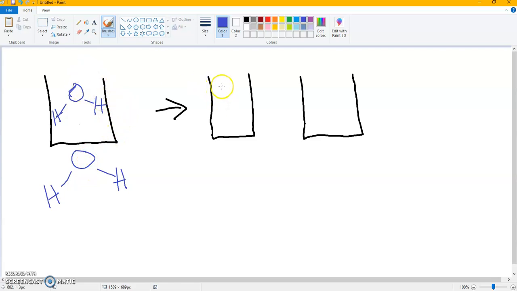So in one beaker, you're going to have little hydrogens floating around. And since there are 4 hydrogens over here, there have to be 4 hydrogens over here. Again, pretend it's in the beaker. And since there are 2 oxygens over here, that means there are 2 oxygens over here.